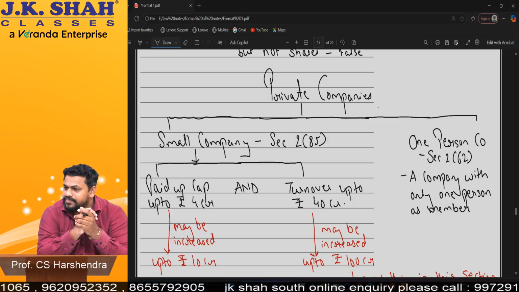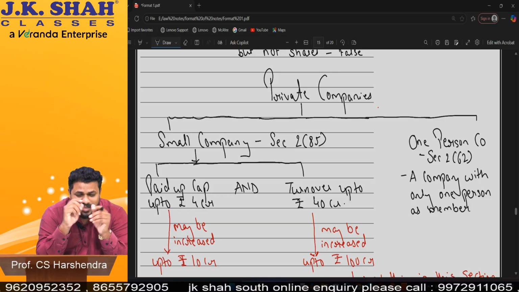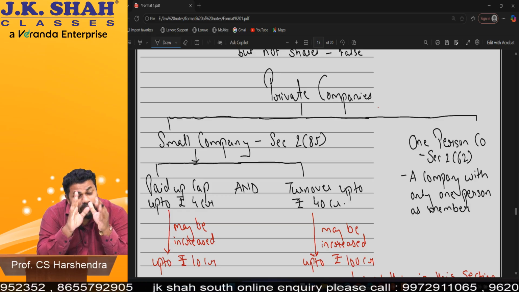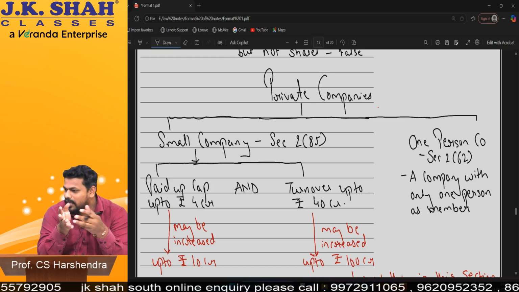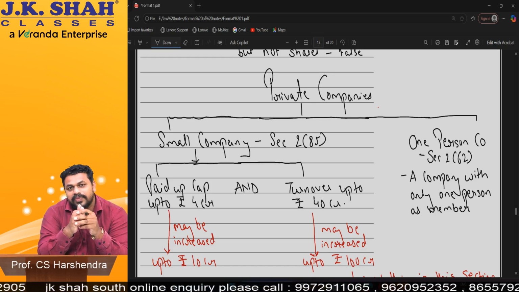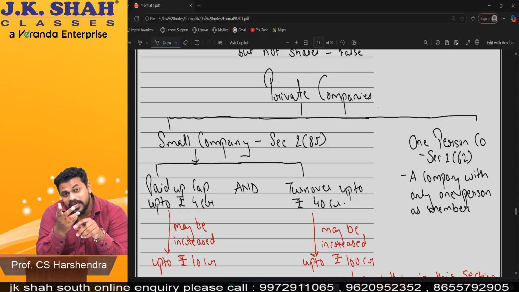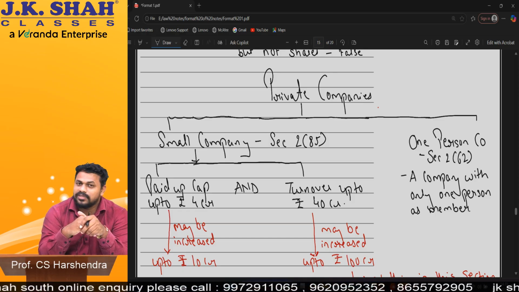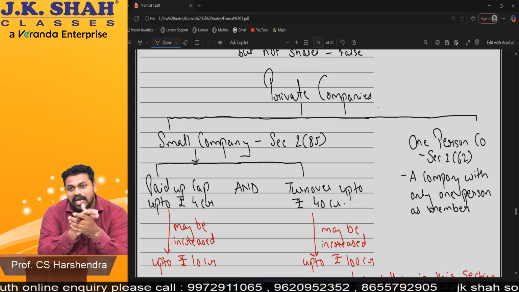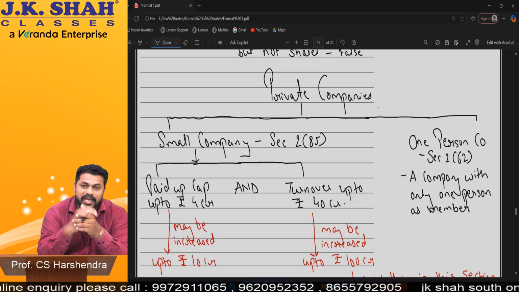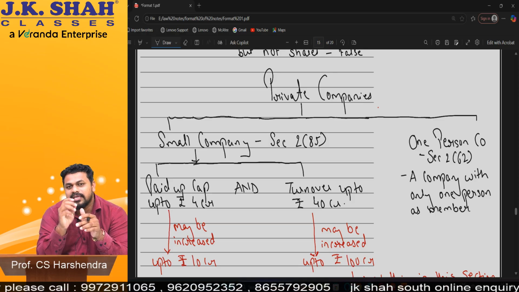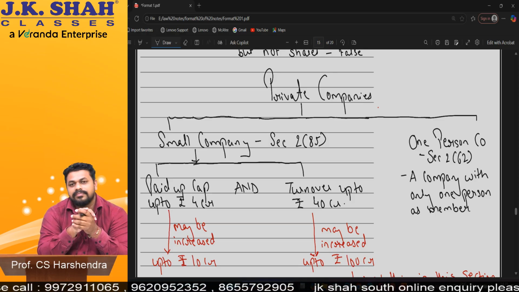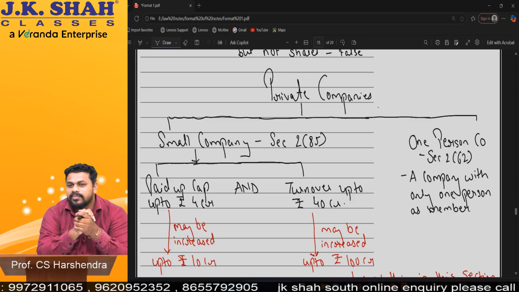Understood everyone? Now there are some questions which I will ask you, and I know what answer you will give. I exactly know how you have studied in your 11th standard, 12th standard PUC. Let's take it, you give me the answers if I ask the question. Tell me the minimum number of members in a private company. Minimum number of members, 2.